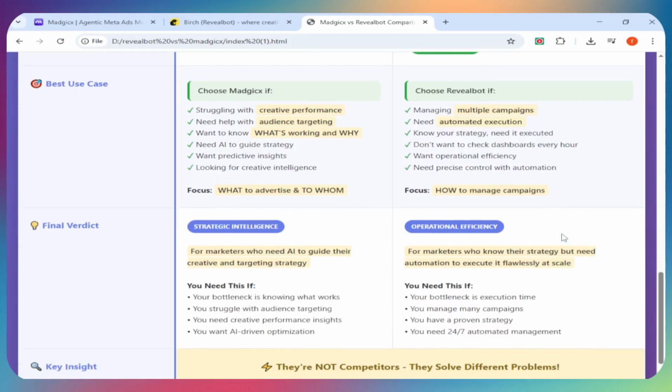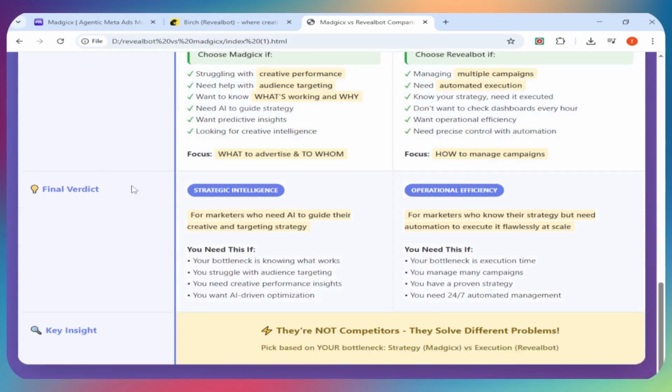Bottom line, Madgicx is for marketers who need AI to guide their creative and targeting strategy. It's strategic intelligence. Revealbot is for marketers who know their strategy but need automation to execute it flawlessly at scale. It's operational efficiency. They're not competitors, they solve different problems. Pick based on your bottleneck.